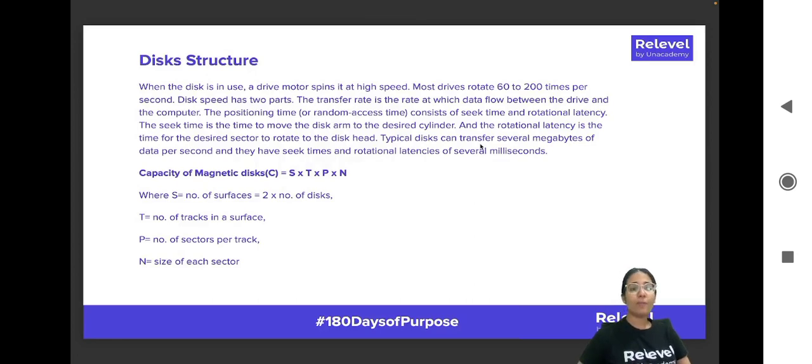Whenever we talk about the magnetic disc in use, there is a driver motor that spins the disc at a very high speed. Remember, most drives rotate around 60 to 200 times per second, and disc speed basically has two parts. Two things that you have to remember. First is the transfer rate, at which the data flows from the drive to the computer. That means how much time the read write heads take to read the data.